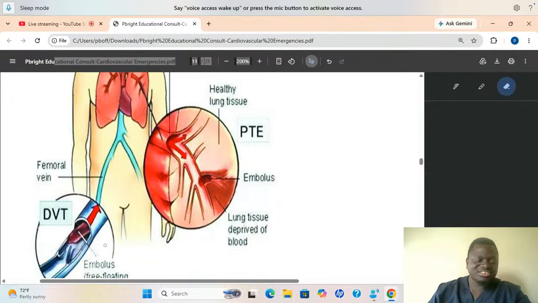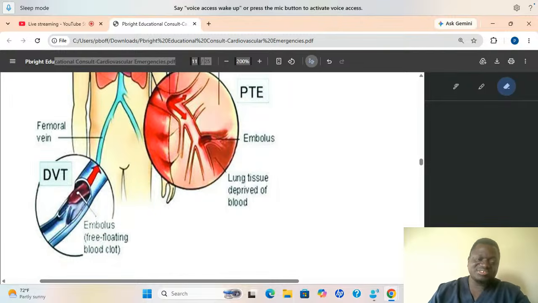Okay, and you see the clot. This is deep vein thrombosis. So we treat them the same. These two, they are two brothers. So big clot here, CTA will reveal it.